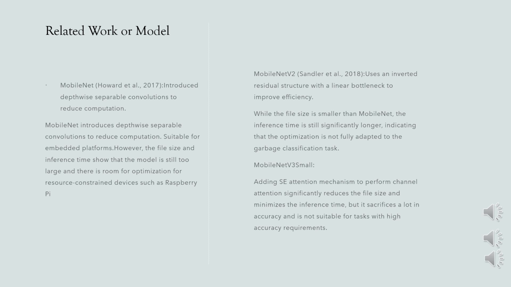The second model is MobileNetV2. This model is similar to MobileNet. The inference time is still significantly longer, which indicates the optimization is not fully adapted to the garbage classification task.